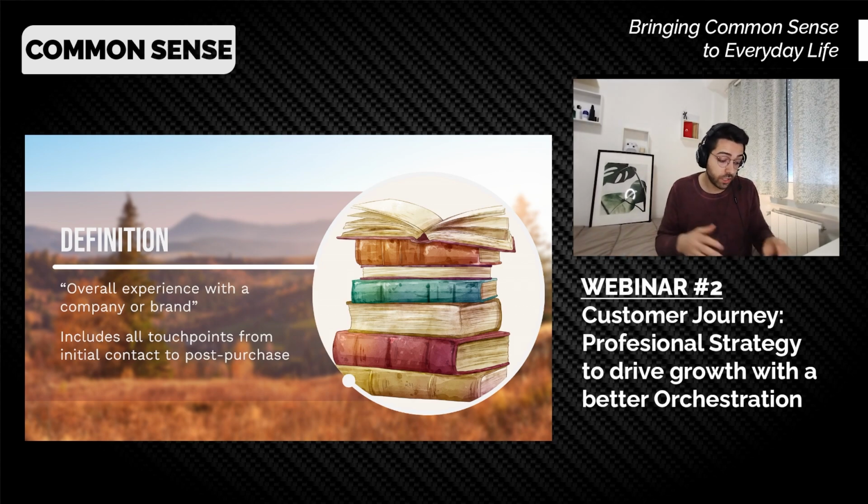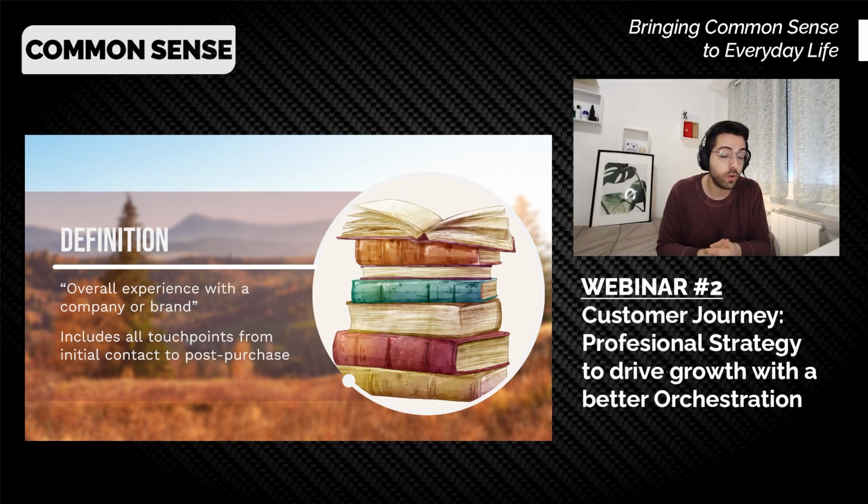So the definition expands and talks about the touch points. Those touch points are the decisive moments where things can go wrong or right depending on how we assess them and how we design them for the customer.